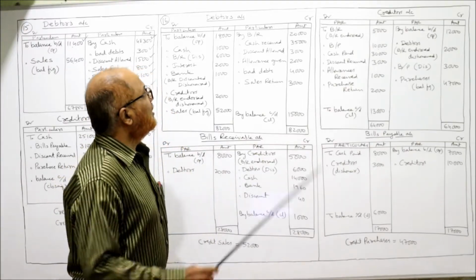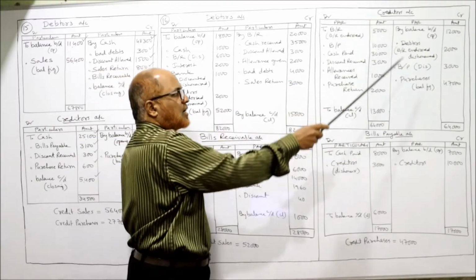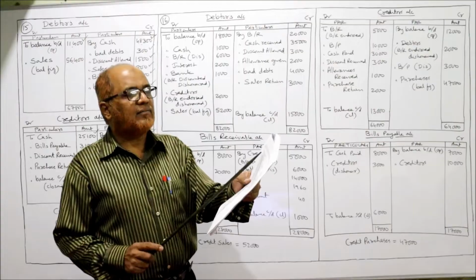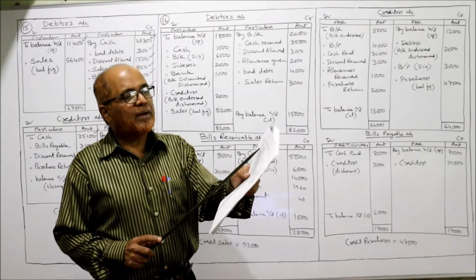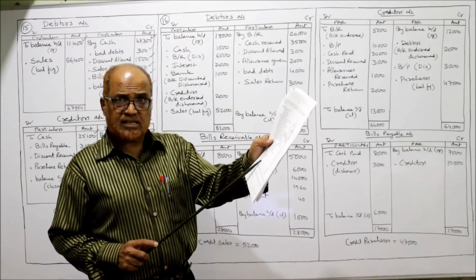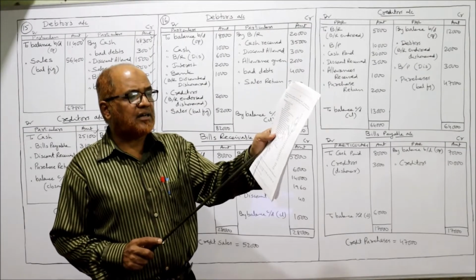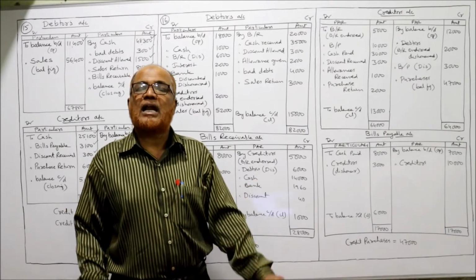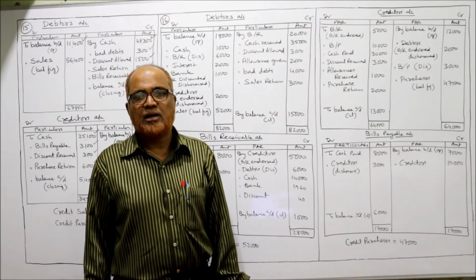So see the board. Here I have prepared debtors account, here bills receivable account, creditors account, bills payable account. First of all, the balances are given. Balances on 1st January 2015, opening balance. Opening balance of debtors, creditors, bills receivable, bills payable. Similarly, last item you can see the closing balance. Closing balance of debtors, creditors, bills receivable, bills payable. So before recording all the other transactions, we take the opening and closing balances.